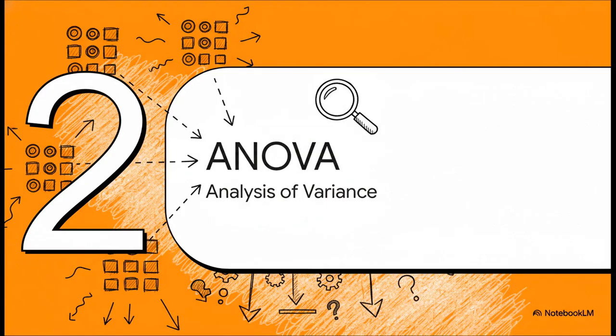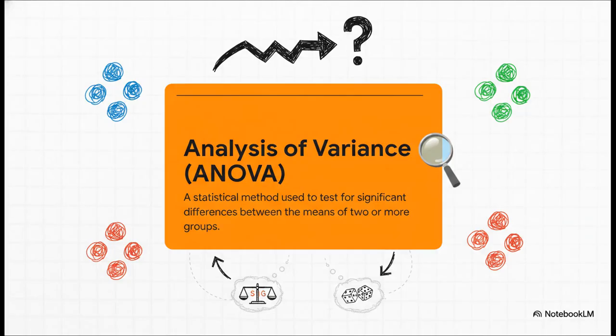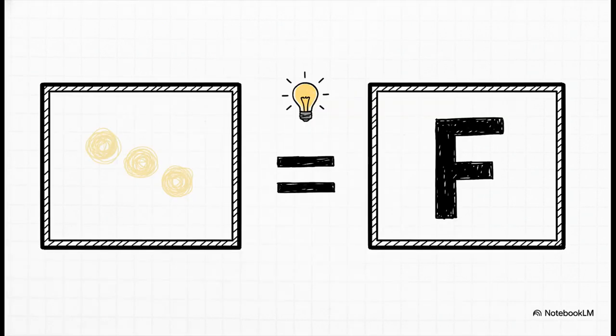Okay, so what exactly is this thing? Well, the name itself is a massive clue. ANOVA stands for Analysis of Variance, and that's literally what it does. Let's break down what that really means. At its heart, ANOVA is just a test that helps us figure out if the differences we're seeing between the averages of all our groups are actually real, statistically significant, or if they could have just happened by pure random chance.